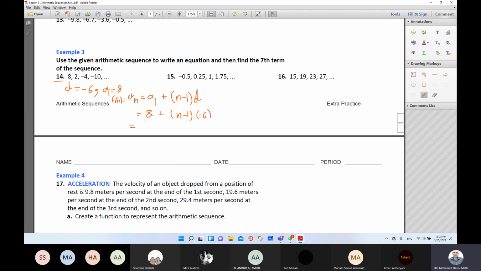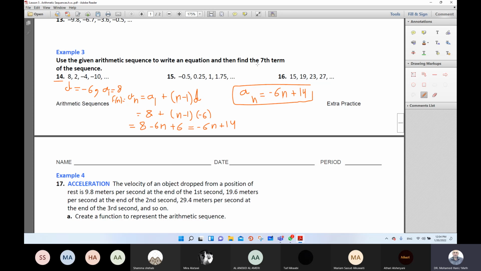So here we have 8. Then here you can use the distributive property. Take negative 6 times N, which will be negative 6N. Negative 6 times negative 1 will be plus 6. Then combine the like terms. Here we have negative 6N, and here 8 plus 6 will be 14. So it means AN equals negative 6N plus 14. This is the equation.